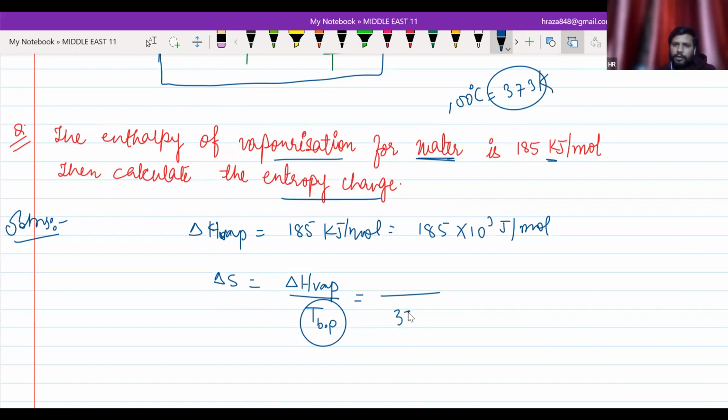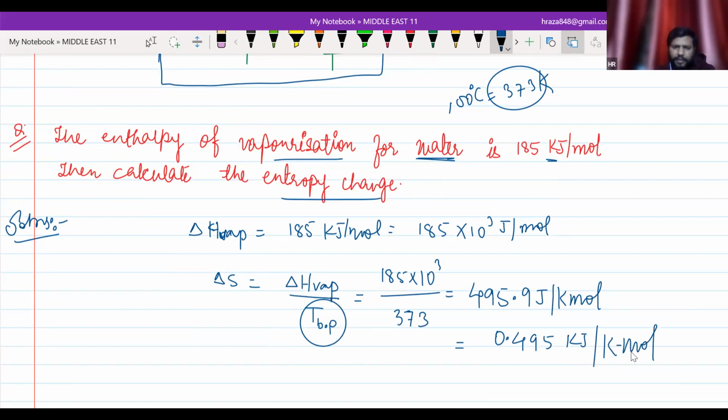So just put in 373, and here it will be 185 into 10 raised to the power 3. Then it will be 495.9 joule per Kelvin per mole. And if you convert into kilo, then it will be 0.495 kilojoule per Kelvin per mole. But generally, we calculate entropy in joule. But according to the question or option, you can easily change it.